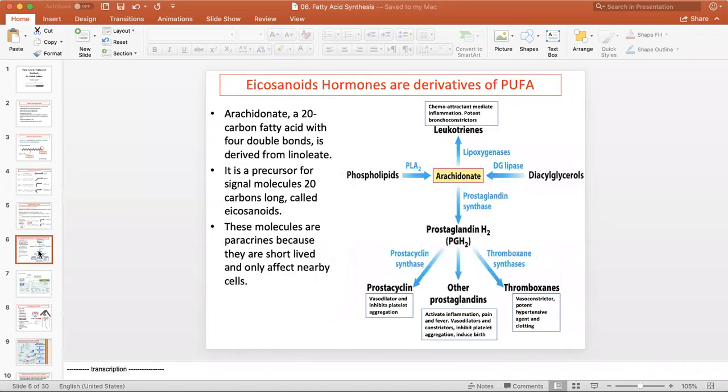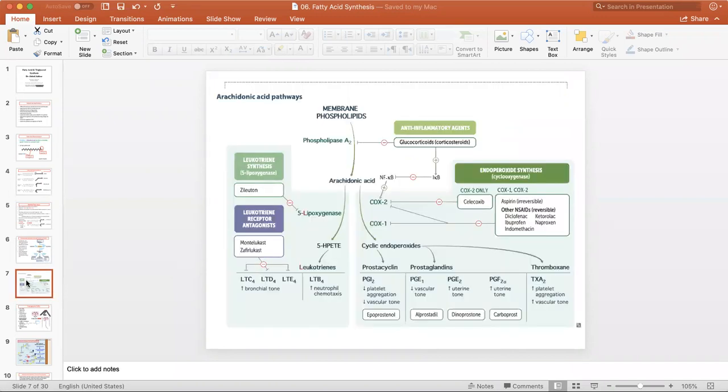Now we'll discuss the derivatives coming from these essential fatty acids. One of the most important ones are your eicosanoids. Eicosanoids are basically these ones here. We have the prostaglandins, prostacyclins, different prostaglandins again, and the thromboxane. So these are your eicosanoids. And also we have the leukotrienes. To explain this graph, I have added this one from First Aid.